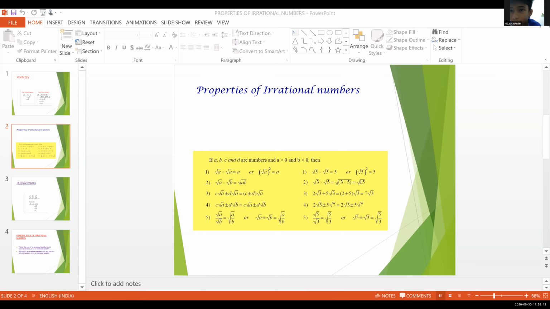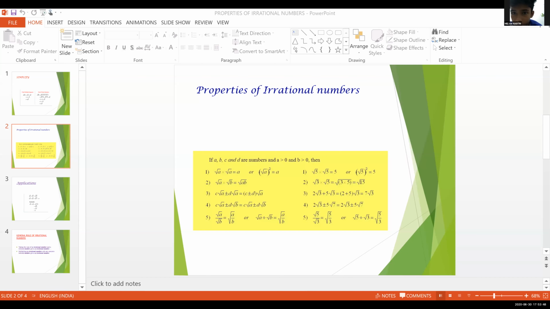Example. What is the square of root 5? Root 5 into root 5 is equal to 5. Root 5 whole square is equal to 5. Then the second one: root 3 into root 5 is equal to root 3 into 5, root 15.